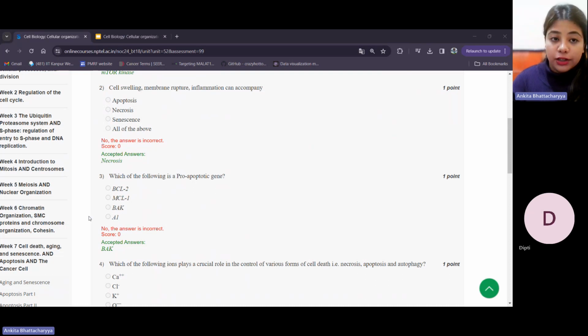So if we come back to the question, then the characteristic features which have been mentioned are cell swelling, membrane rupture, and inflammation. All of these are the characteristic identifiable features of a cell that is undergoing necrosis. So swelling up followed by rupture, and that eventually leads to an inflammatory response being triggered. These are all components of necrotic cell death.